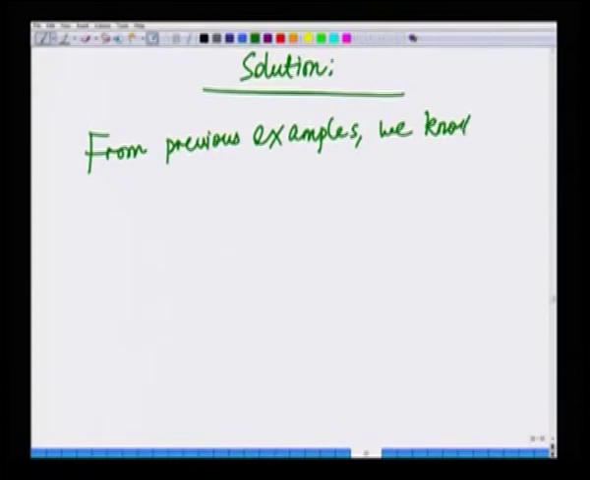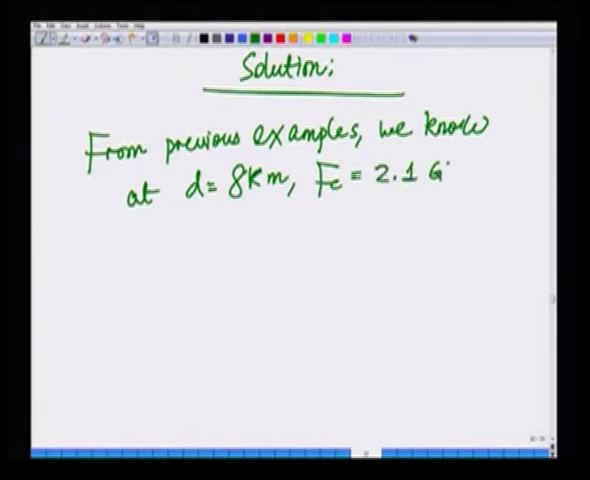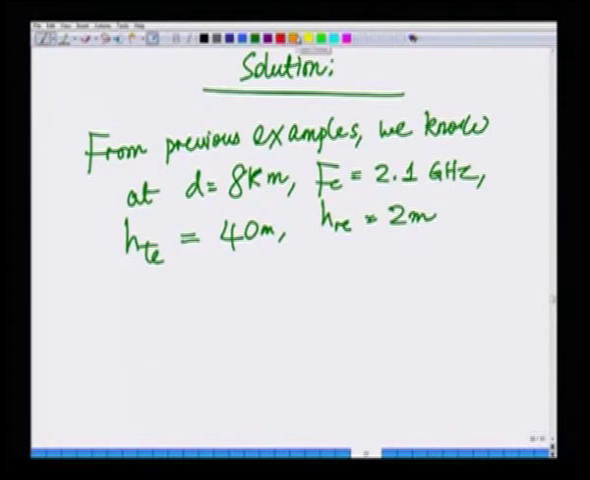We know at d equals 8 kilometers and fc equals 2.1 gigahertz and hte equals 40 meters and hre equals 2 meters. We computed it using both the Okumura and the Hata models.